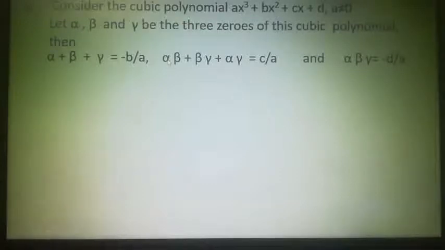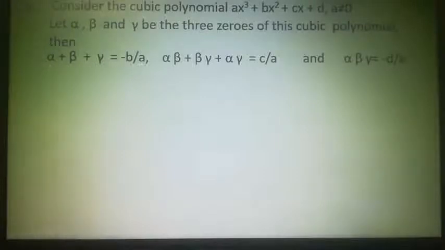Then the sum of the products of two zeros at a time, that is alpha into beta plus beta into gamma plus alpha into gamma, is given by c divided by a, that is coefficient of x by coefficient of x cube. And lastly, alpha into beta into gamma, the product of the three zeros, is given by negative of d by a, negative of the constant term divided by the coefficient of x cube. So it goes in a serial way.